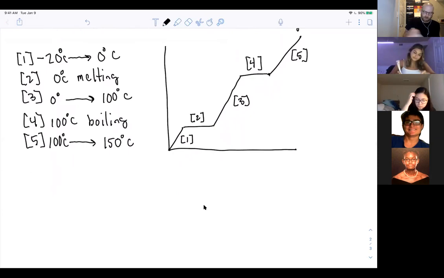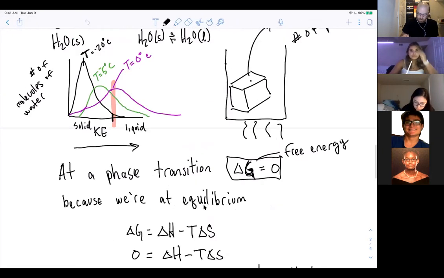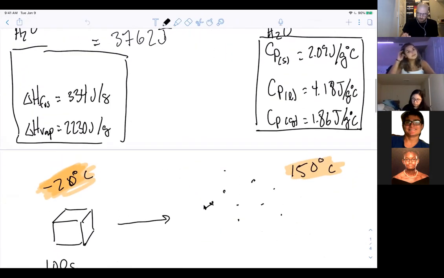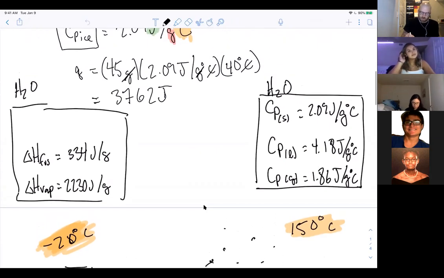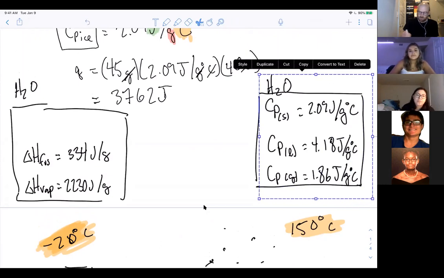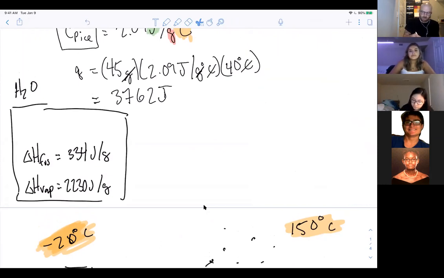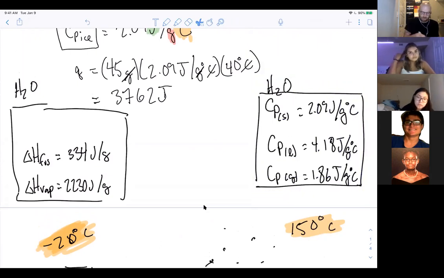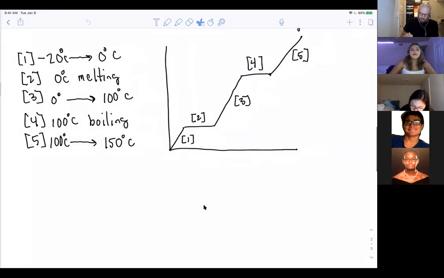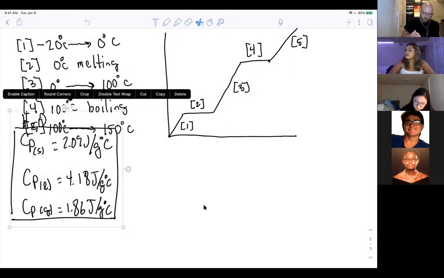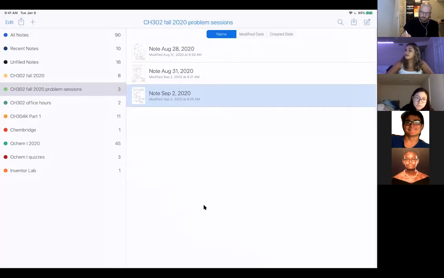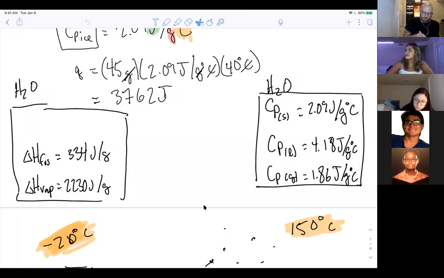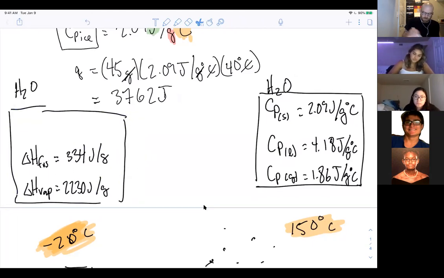So let me back out to my other notes real quick and grab some useful information here. So we want this. I don't really want to cut that. I just want to copy that. So we need that. And we need this.